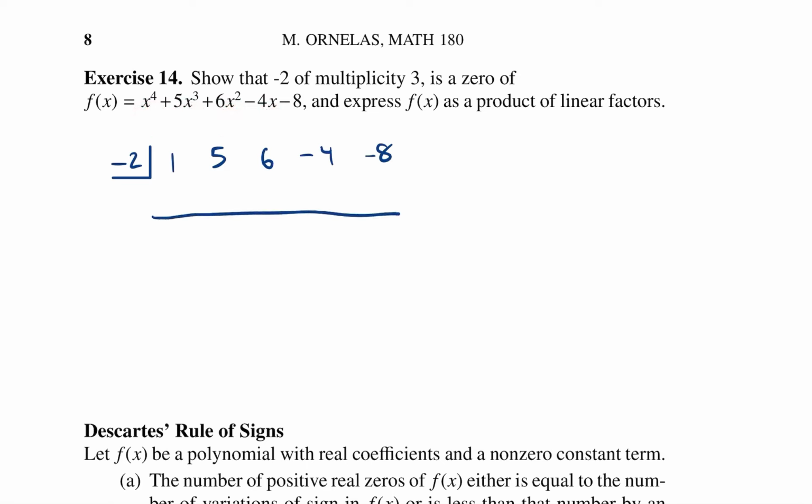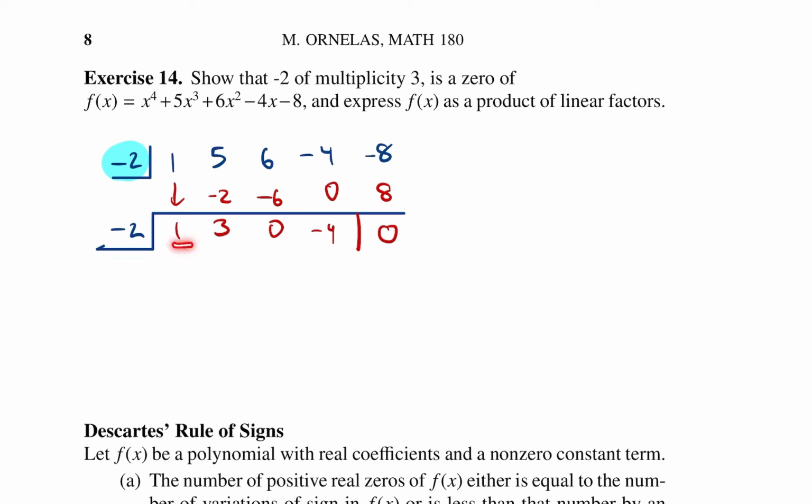We draw our straight line. We bring down the first term, and we multiply, add, multiply, add, multiply, add, multiply, add. As you can see, the remainder is 0, which means that -2 is a 0 of the function. So we've confirmed it for the first multiplicity. Now let's confirm it for the second multiplicity, which means we can repeat that process again with the same 0.